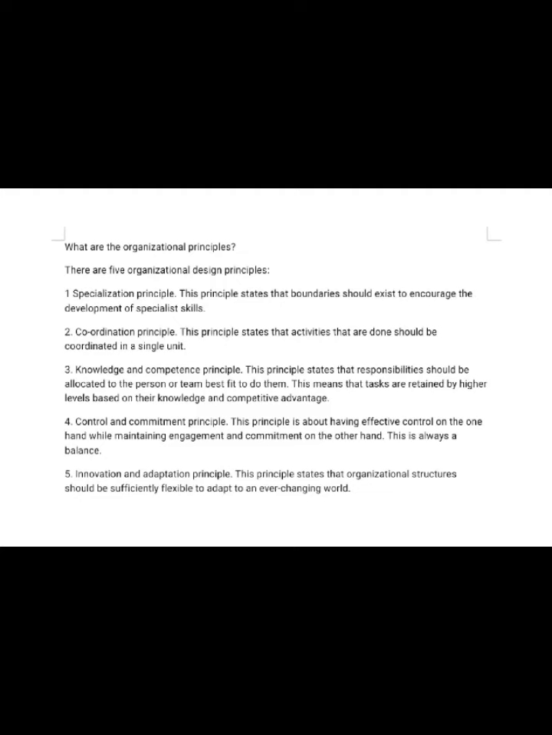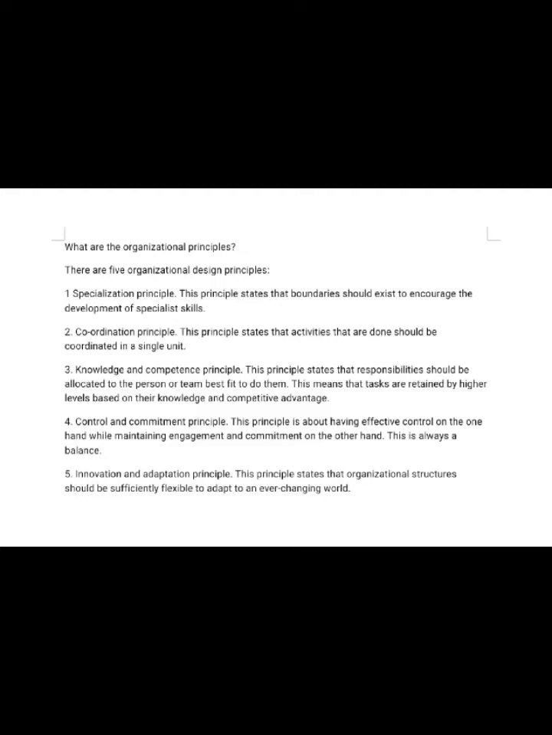Third, knowledge and competence principle. This principle states that responsibilities should be allocated to the person or team best fit to do them. This means that tasks are retained by higher levels based on their knowledge and competitive advantage.